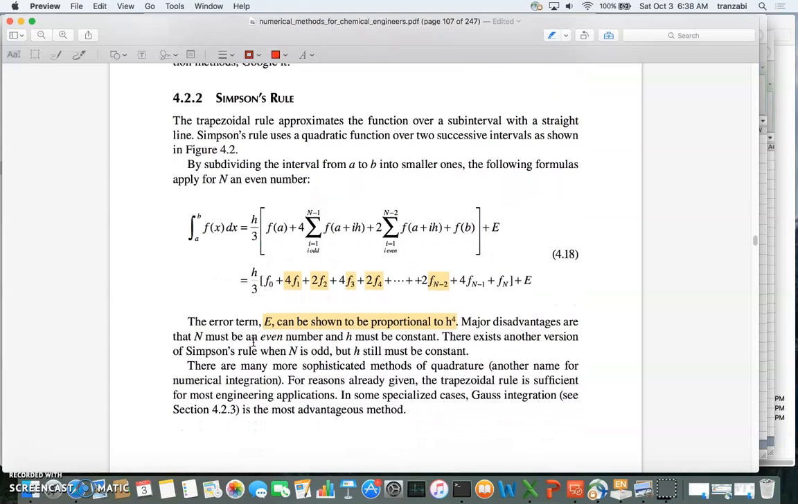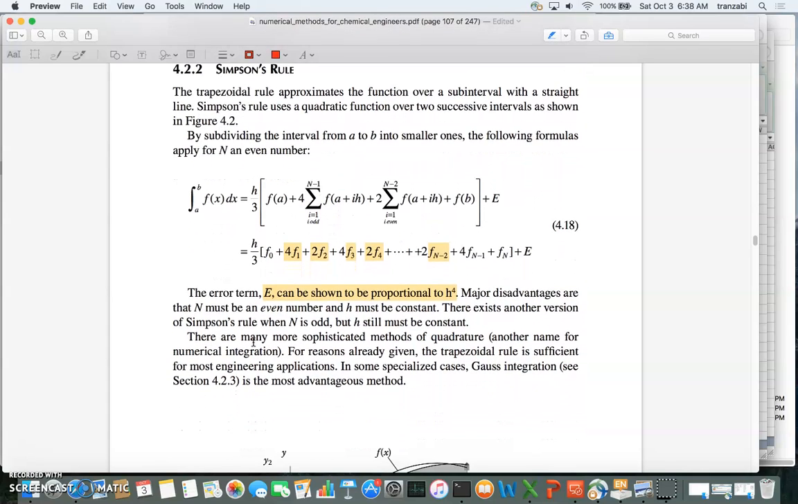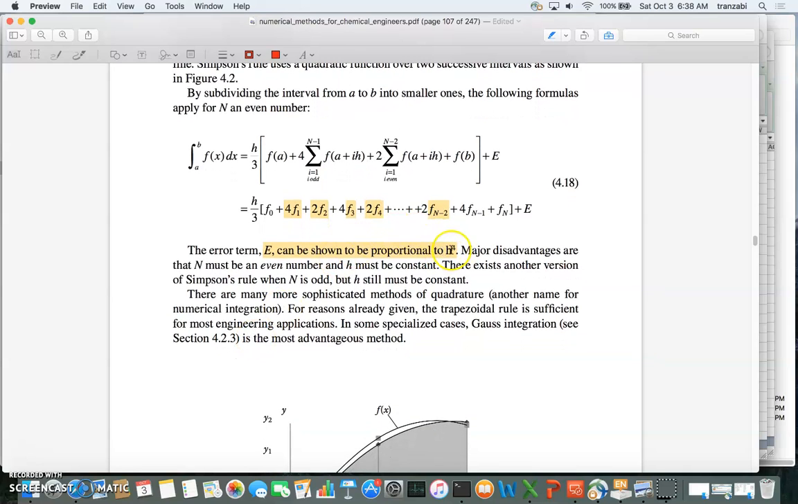Alright, so it can be proven that Simpson rule is on the order of h⁴. Right, so that means the error we're making is on the order of delta x to the 4th power. So what does that really mean? That means if you lower your delta x by a factor of 10, that means if you increase the number of intervals like 10 times more, then the error you're making in the area is going down by 10,000, right? Because 10 raised to the 4th power is going to be 10,000. So that's what it means.